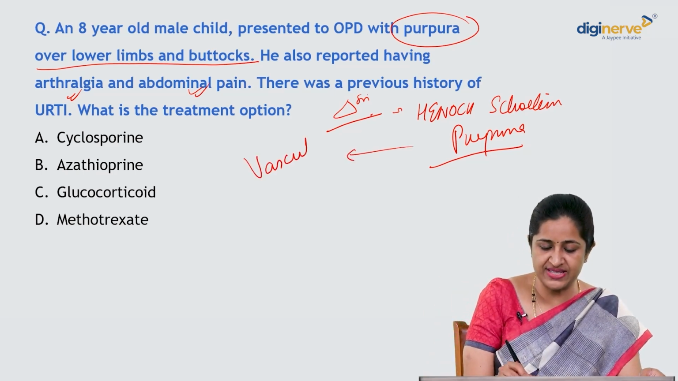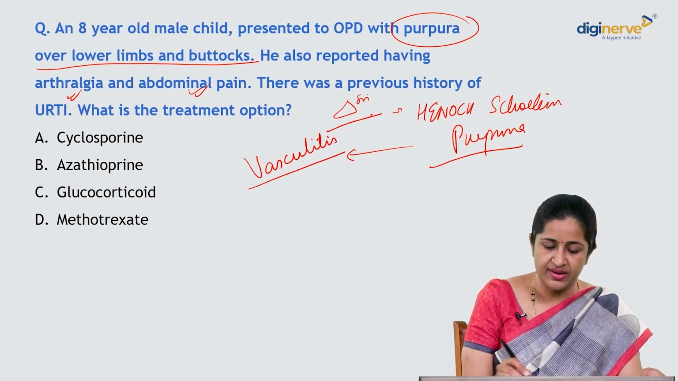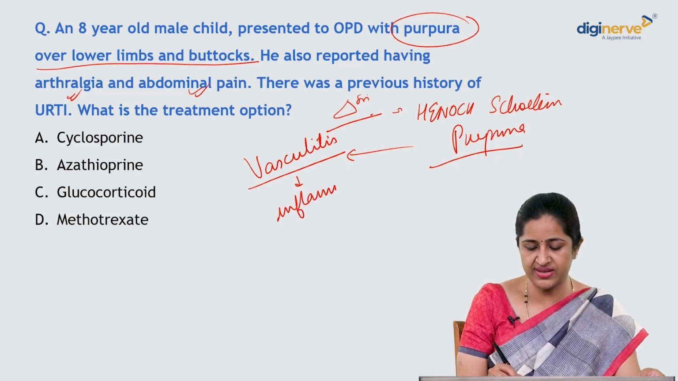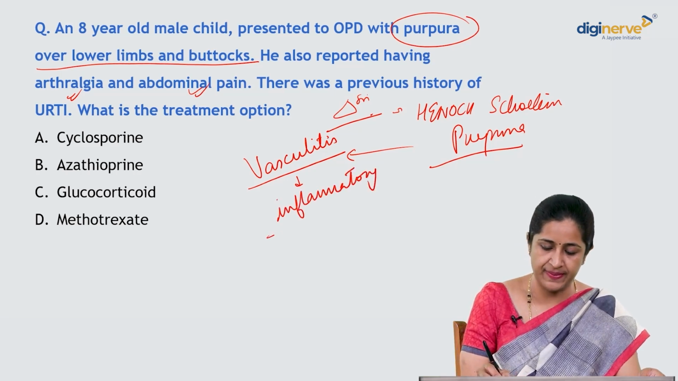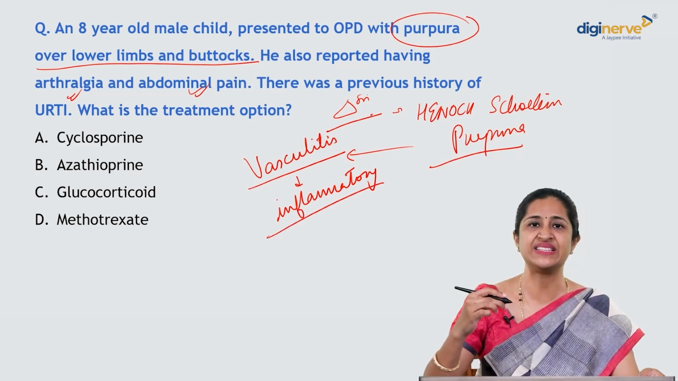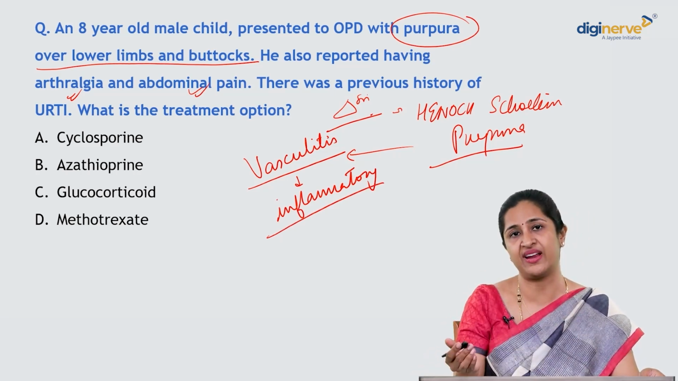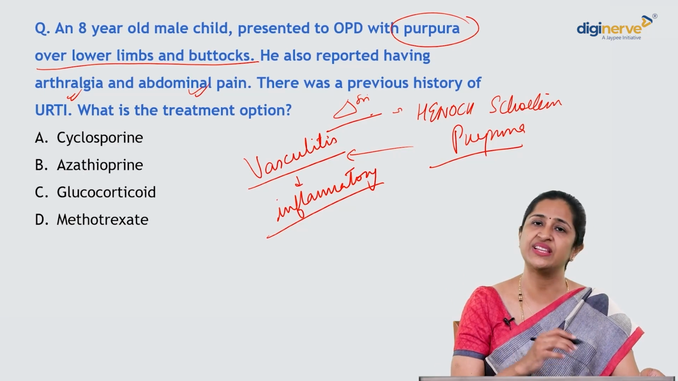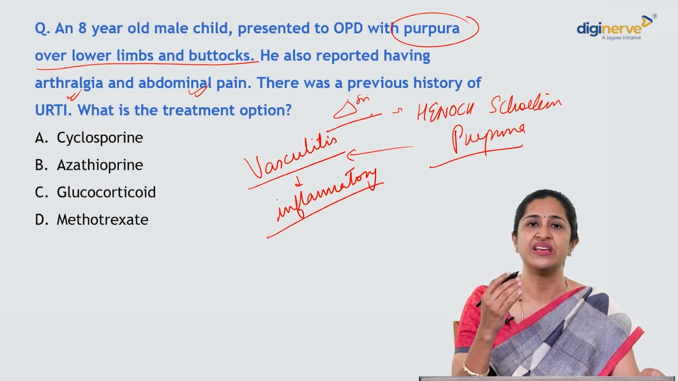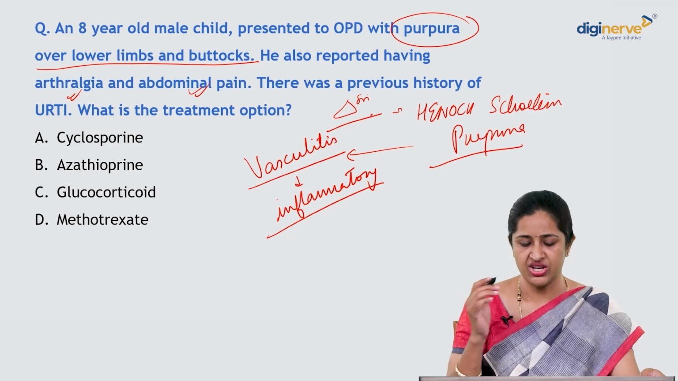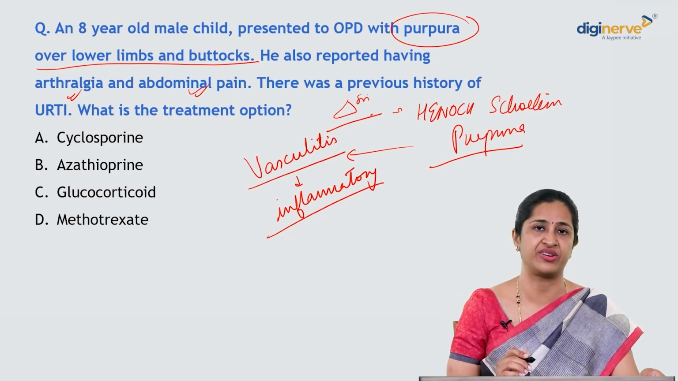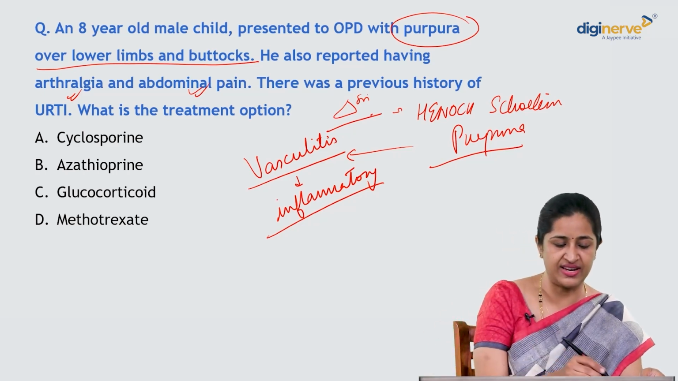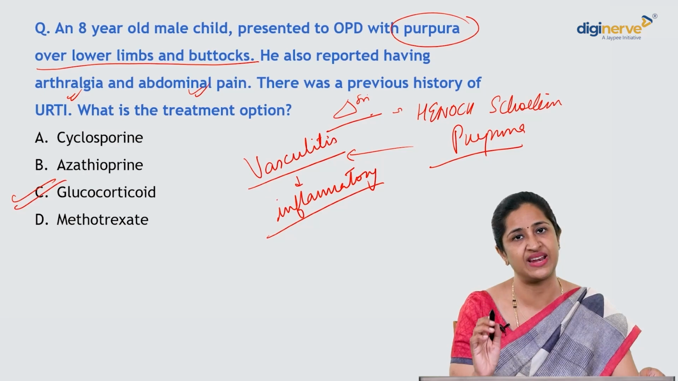Henoch-Schönlein purpura is a vasculitis. It's a vasculitis condition and it's an inflammatory condition. Since this is secondary to having had an upper respiratory infection, afterwards the body tends to develop this inflammation. There is no treatment of this inflammation with drugs like antibiotics, etc. So what you have to give are anti-inflammatory drugs. Anti-inflammatory drugs which work post-infection are classically steroids. This is the first line of drugs.